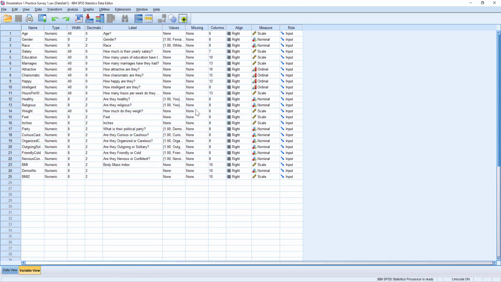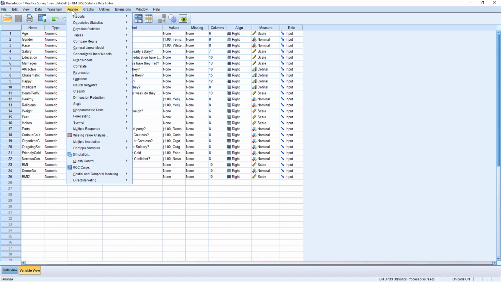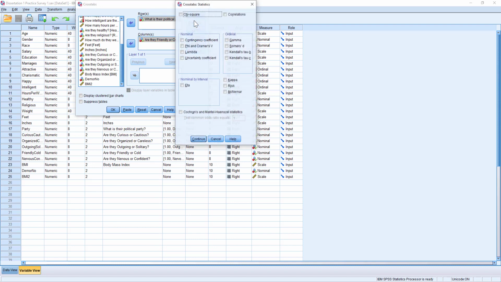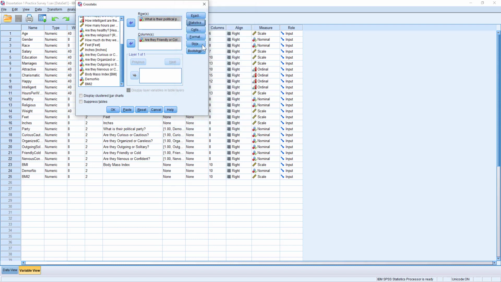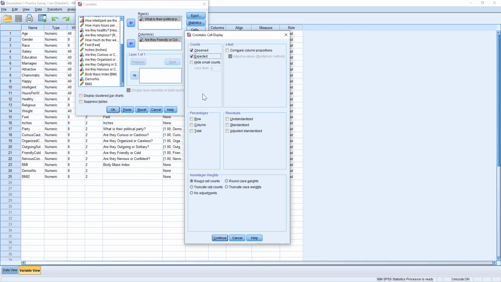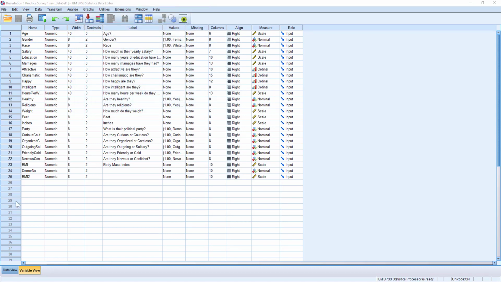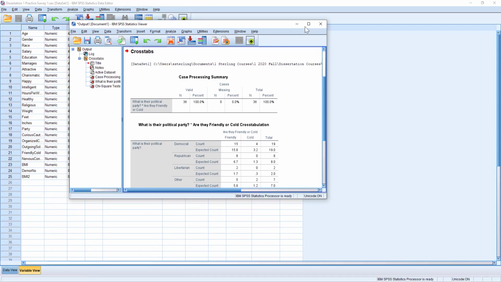Okay, so we run the analysis. Now, do you guys remember how to do this? When you're doing a chi-square test of association, you go to descriptive statistics and crosstabs. Click on that, and then what are they? Political party in one row, and then friendly or cold in the other. And then you go to statistics and ask for a chi-square. And I always tell people to do this: just click on expected so you see the expected. And then hit OK. So here comes our output.